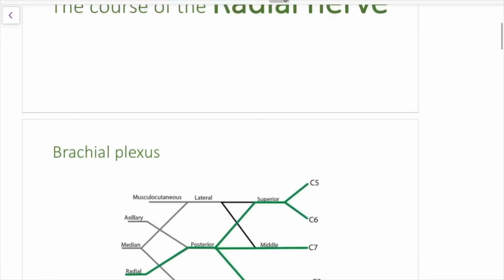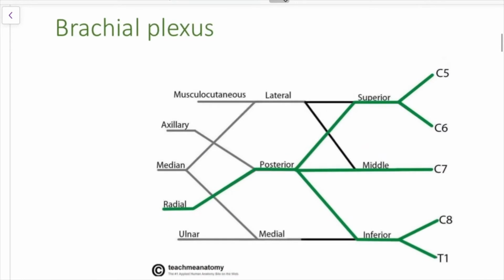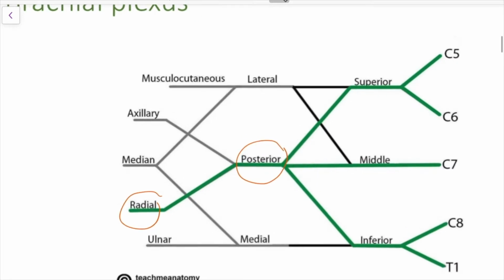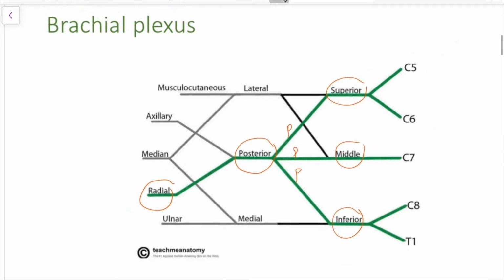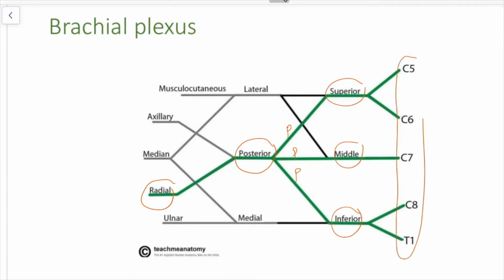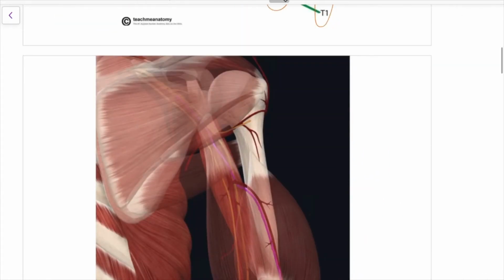Okay, so in this video I'm going to explain the course of the radial nerve. Starting from the brachial plexus, the radial nerve is a continuation of the posterior cord, and the posterior cord is formed by all the posterior divisions of the three trunks, superior, middle, and inferior. So the root value of the radial nerve is the whole brachial plexus root, C5 till T1.